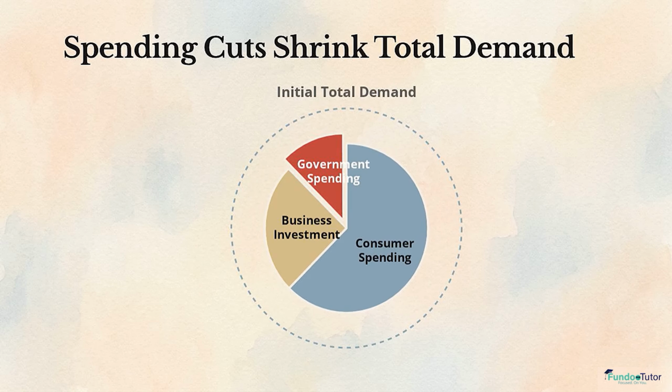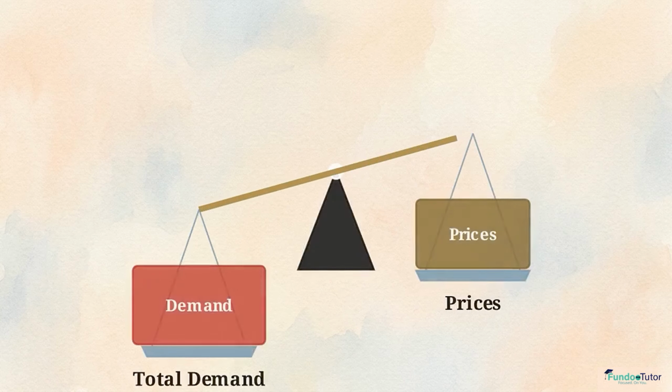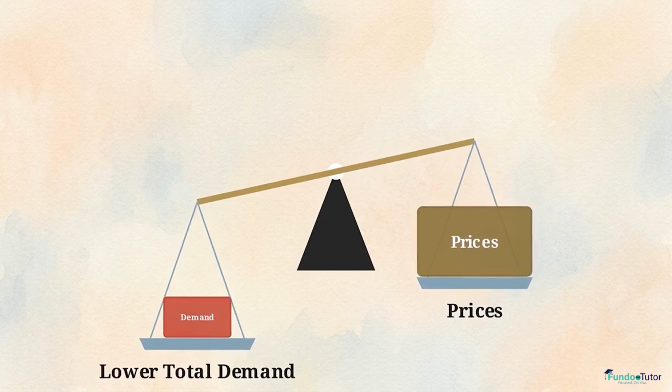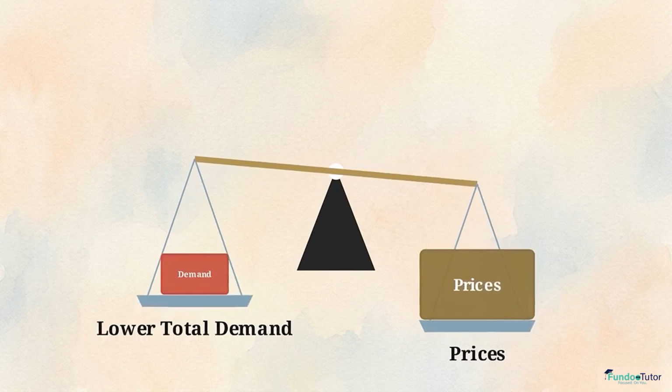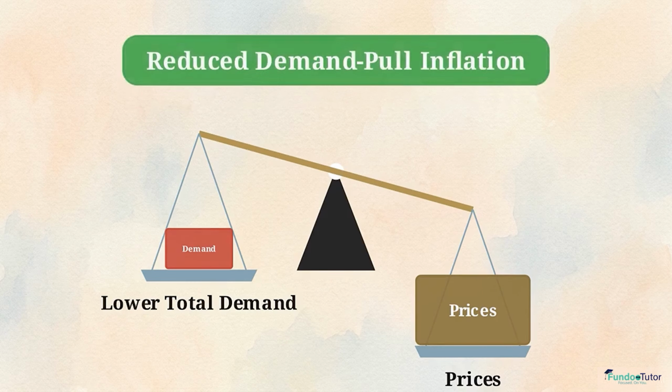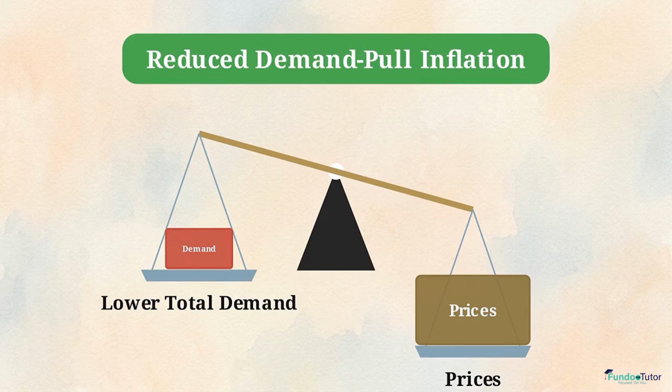Decreasing that spending directly pulls demand out of the economy. We can see on this balance scale how a lower total demand weight relieves the upward pressure on prices. When fewer entities are competing for goods and services, prices stop rising so quickly, resulting in reduced demand pull inflation.